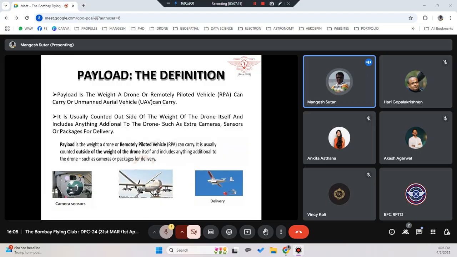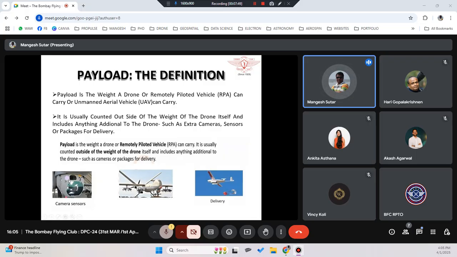Okay, so the payload is usually counted outside the weight of the drone itself and includes anything additional to a drone, such as extra camera sensors or a package. So this is just a definition of the payload, what is outside the drone's actual weight. But when you are considering the maximum takeoff weight, it includes the payload. Whenever you are defining the maximum takeoff weight of a drone, that includes your payload.